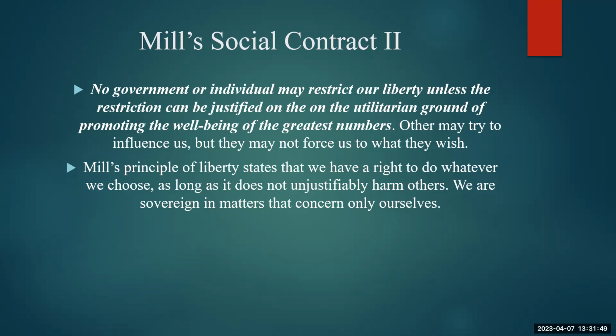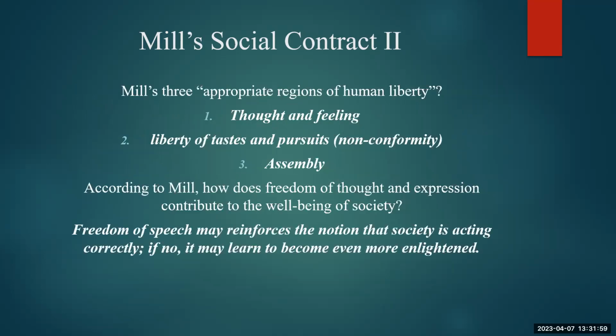We are our own sovereigns, but we can now be curtailed in our activity by the government, by society, if it starts to harm other people. Now, there's three appropriate regions of human liberty that Mill talks about, and this is still very important today. The first one: thought and feelings, to be able to express our thoughts and feelings openly and freely.